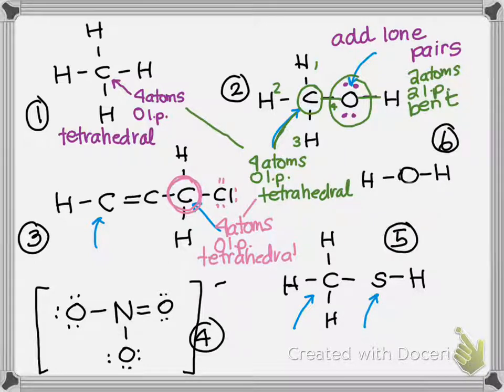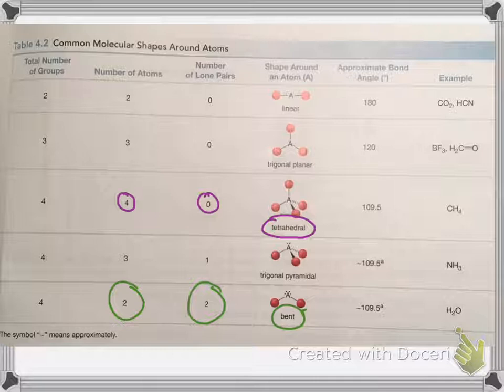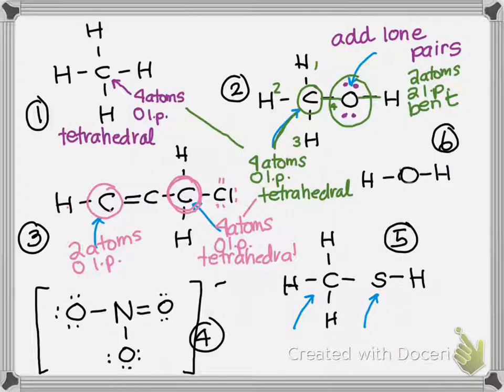And this carbon here is attached to 2 atoms, and it doesn't matter that one's a single bond and one's a double bond. It doesn't matter. It's just what it's attached to, and it has 0 lone pairs. So let's look back. I need 2 atoms and 0 lone pairs. So 2 atoms and 0 lone pairs is linear.